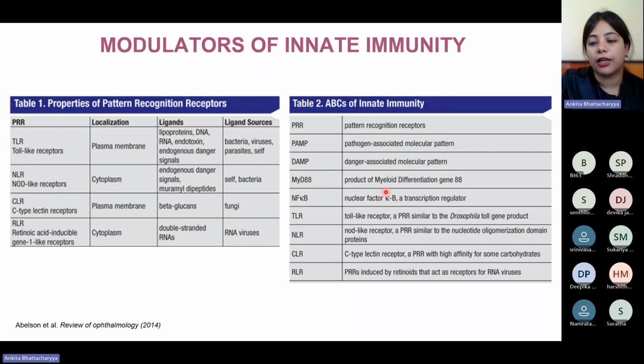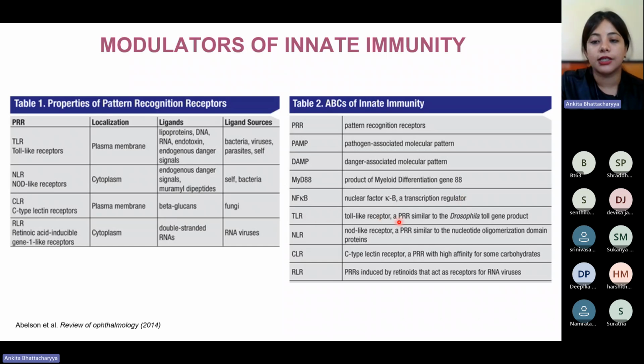MyD88 is a product of myeloid differentiation gene 88. You are not necessarily coming to it. It's just a table that was already available, so some terms might be unfamiliar. NF-kappa B is something you'll come to later. It is nuclear factor kappa B. It's a transcriptional factor and it has huge roles to play in cancer also, not just immunity.